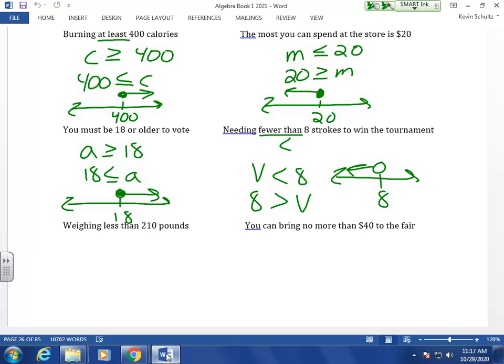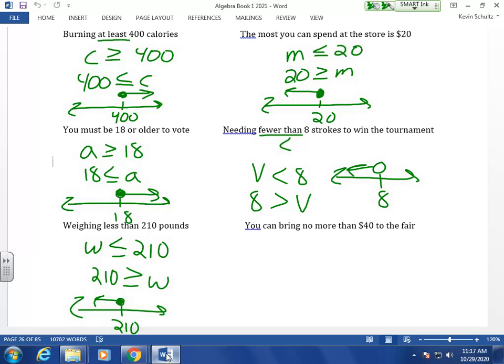Any just general questions thus far, or are things going well? Thumbs up. All right. Weighing less than 210 pounds. Weight is less than or equal to 210. 210 is greater than or equal to W, which is a closed circle going to the left.